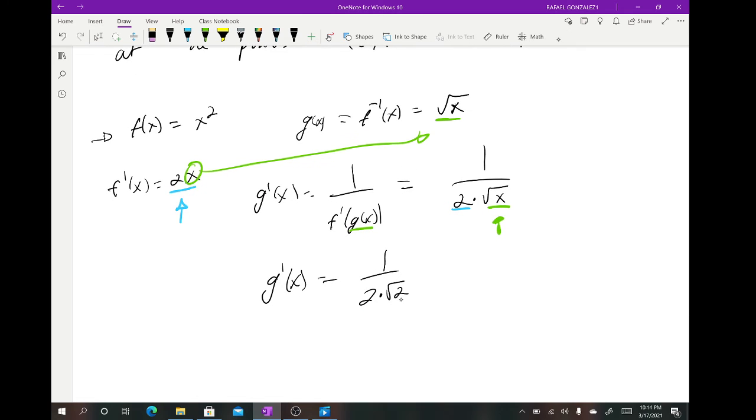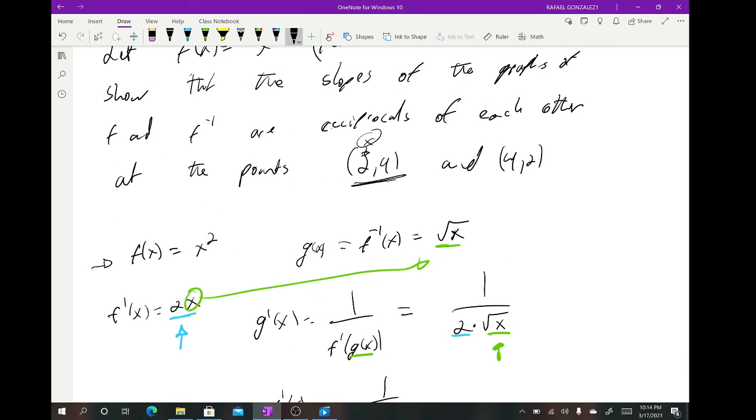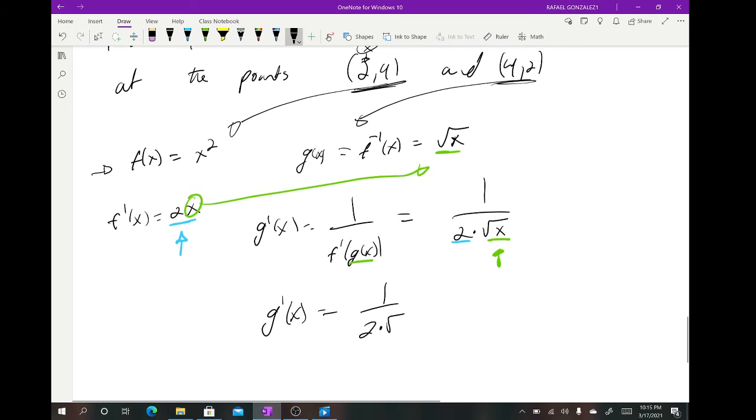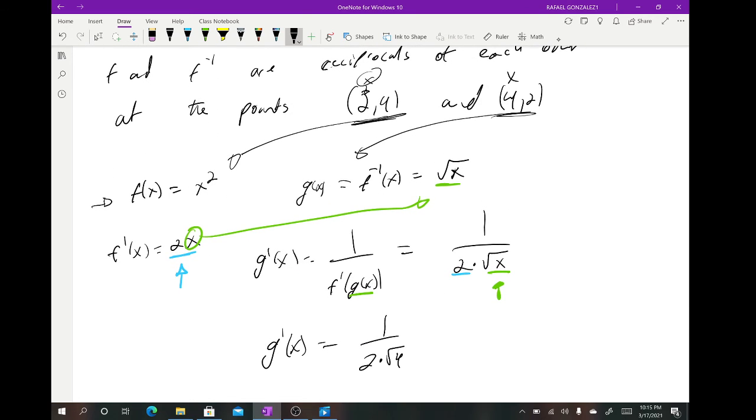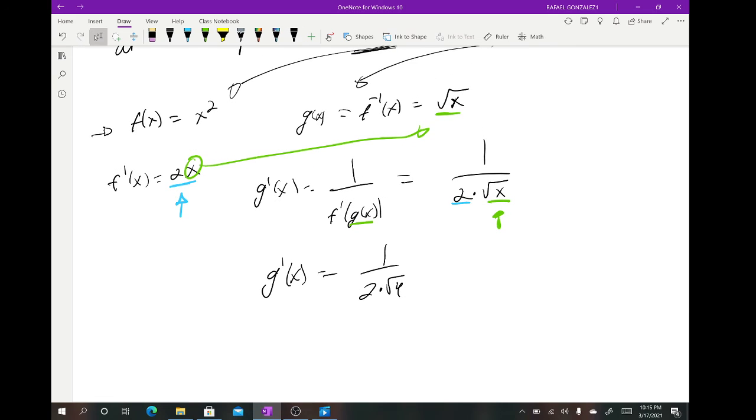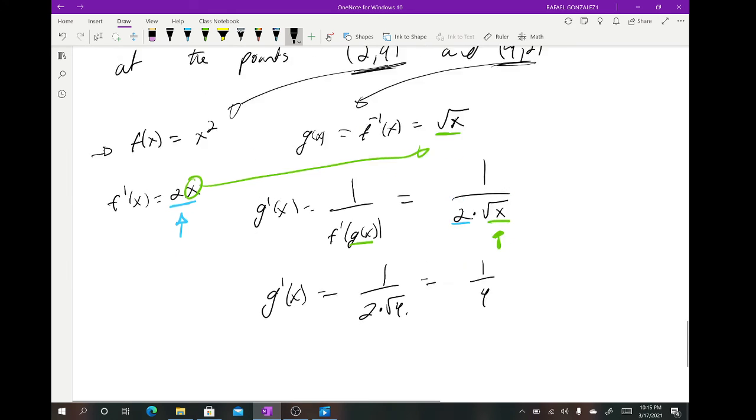Yeah, no, I have a mistake here. I evaluated the wrong point. This point corresponds to the first function, and this point corresponds to the second function. So I should be evaluating the derivative at 4, not at 2, because I'm doing the inverse first. So if we evaluate the derivative of the inverse function at 4, then we get 1 over 2 times 2, which is 4. So we get 1 over 4.